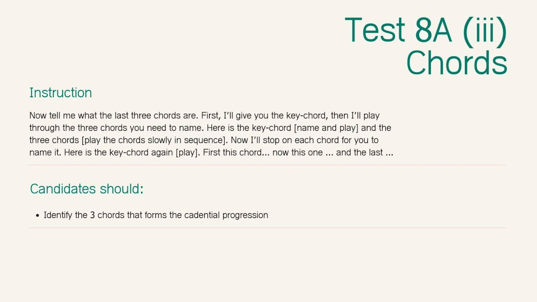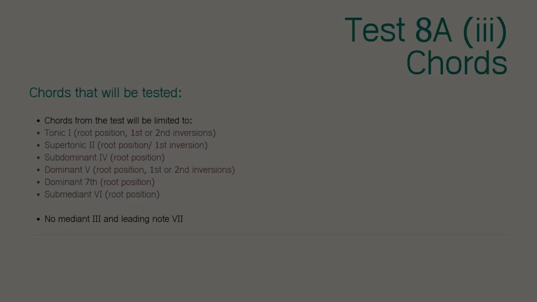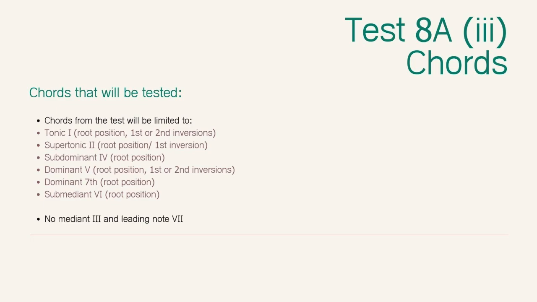A candidate should identify the 3 chords that form the cadential progression. The chords that will be tested are limited to the tonic, root position, first or second inversions; supertonic, root position or first inversion; subdominant, root position only; dominant, root position, first and second inversions; dominant 7, root position only; and submedian, root position only. There will be no mediant and leading note chord.